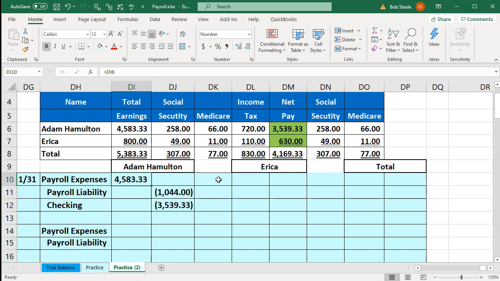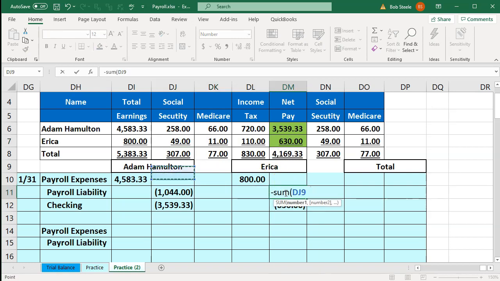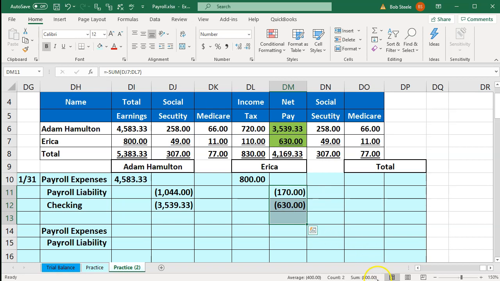Now, let's do that for Erica as well. I'm just going to keep the same. So here's the accounts affected, and here's Erica's journal entry. We're going to pay Erica, Erica earned $800, but we're only going to pay Erica the $680. That's what's going to come out of our checking account. The difference is what we took from Erica. We took out of her pay before she even got it, not because we get to keep it, but because the government made us do it, because we have to pay them the 49, the 11, and the 110 to the government, and that's going to be the 800.